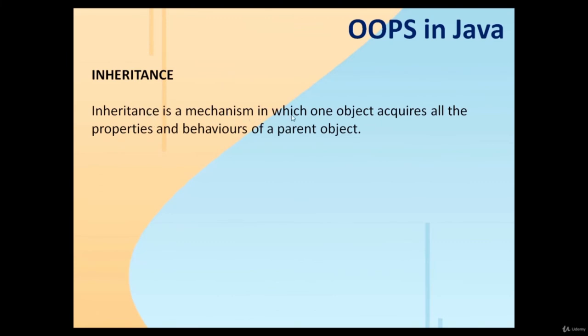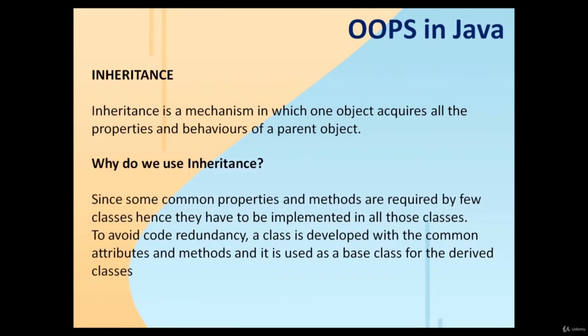Inheritance is a mechanism, an OOPS principle, in which one object acquires all the properties and behaviors of the parent object, or we are creating a concept from an already existing concept or concepts. Now, why do we need the inheritance concept? What is the importance of that? Some common properties and methods, that is, member data or attributes and methods, are required by a few classes in a project. Hence, they have to be implemented in all those classes. Normally, the common properties are required in multiple classes, and you have to write that code, even the functionality also. To avoid code redundancy and duplication of code, a class is developed with the common attributes and methods, and it is used as a base class for the derived classes.